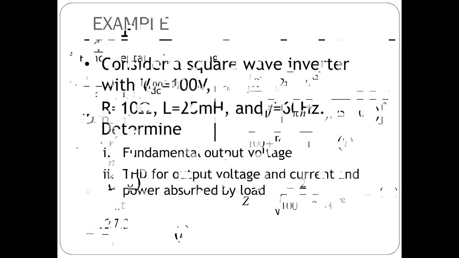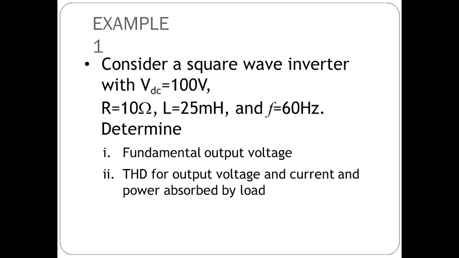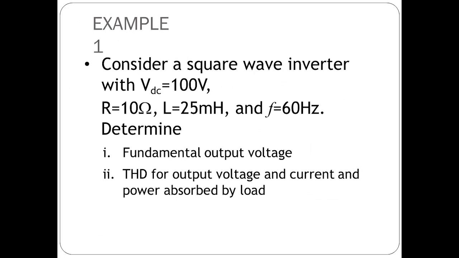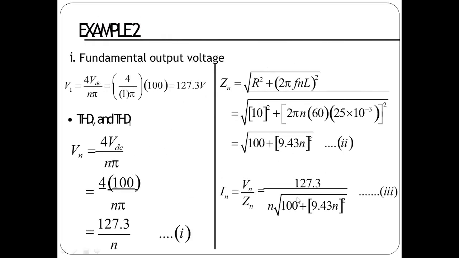So here we have seen that in this particular example we will be taking the fundamental output voltage. What is the fundamental output voltage here? V1 = 4 VDC by n pi. So we are taking n equal to 1, and VDC is equal to 100 volts. Therefore 100 is being used here, and we see that 127.3 volts is the calculation we got for this V1.